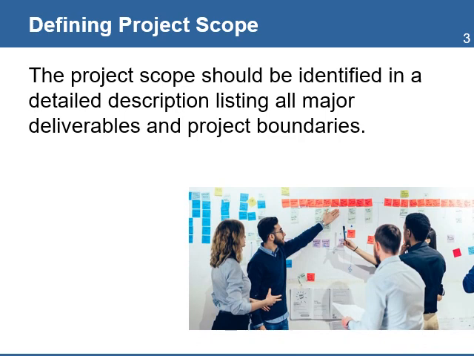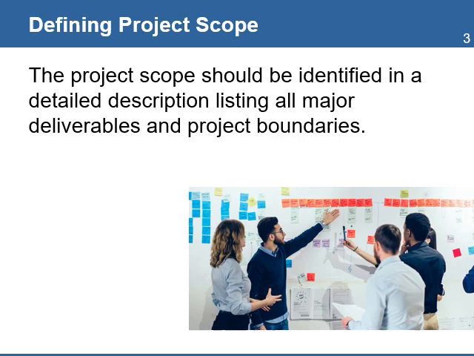Project scope is the total amount of work that needs to be done to complete a project. The project scope should be identified in a detailed description listing all major deliverables and project boundaries. The project scope needs to include sufficient information for the project team and partners to produce the desired deliverables, on time and within budget. In general, the project scope is determined early in the project management process.